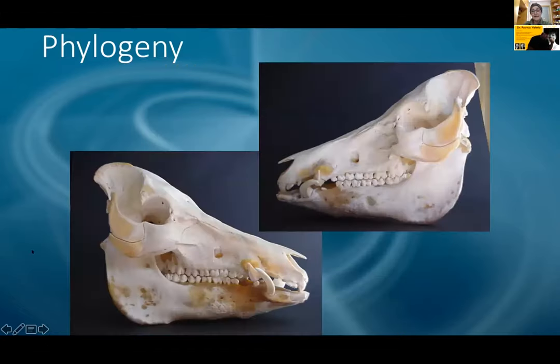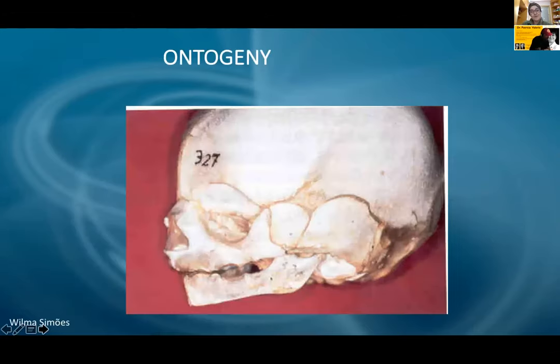Okay. And here we have an omnivore. This is a wild pig. And this animal eats every type of food. It seems more like humans because they have adaptation of the muscles, bone, and teeth to be able to chew everything. Okay, so after coming back to the animals, we now will go to the ontogeny. Why? Because the ontogeny always has the same pattern as the phylogeny. So we can make a comparison to understand better.